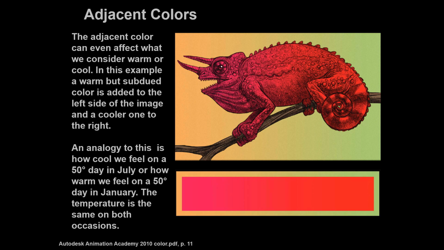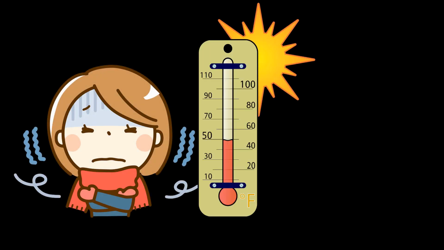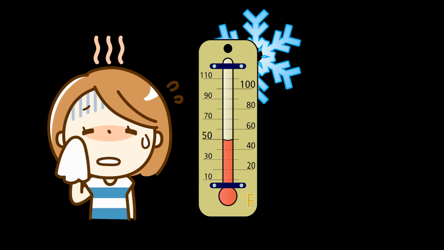In this example, one side of the lizard was colored in a magenta color, a cool color, and the other side a red color. But because of the background, it all seems equal. This analogy could be similar to how on a 50-degree day in July we might feel cool, and a 50-degree day in January we might feel warm.